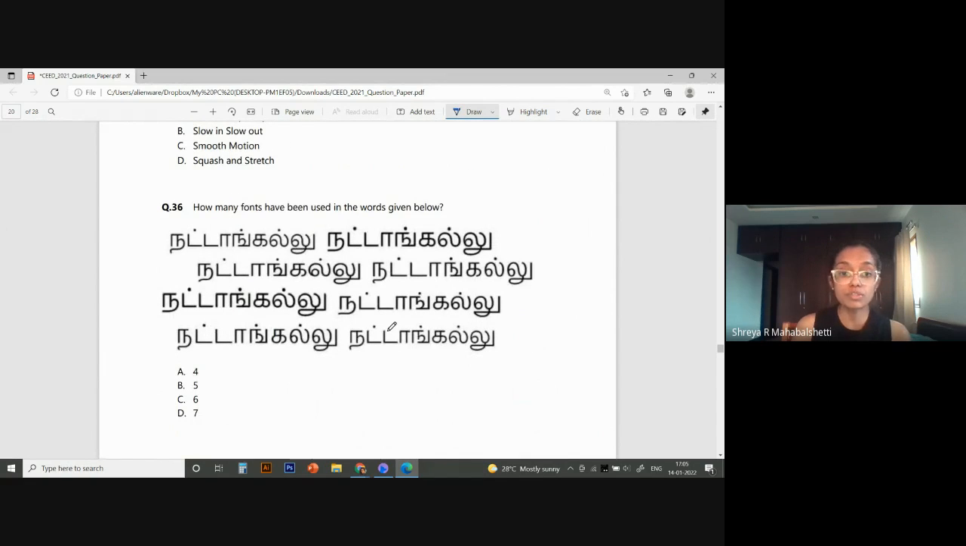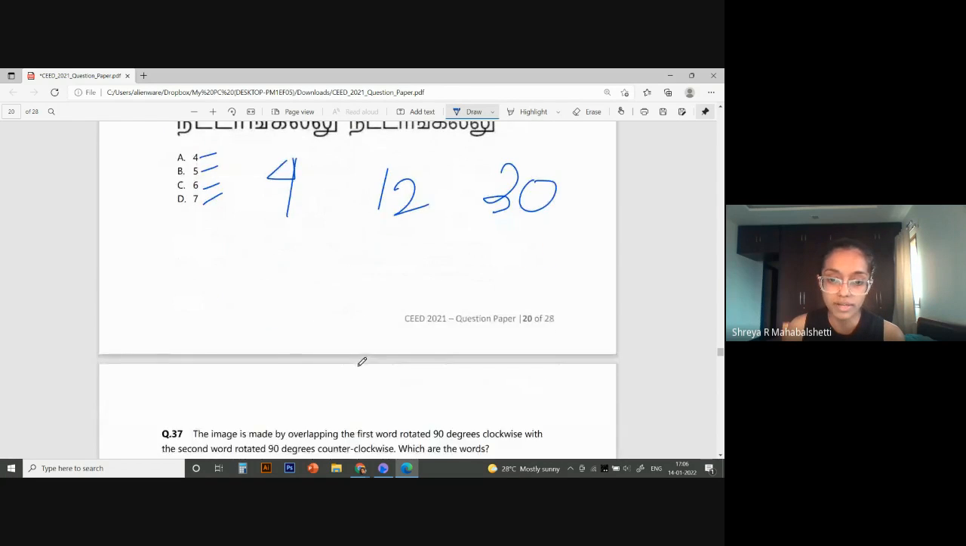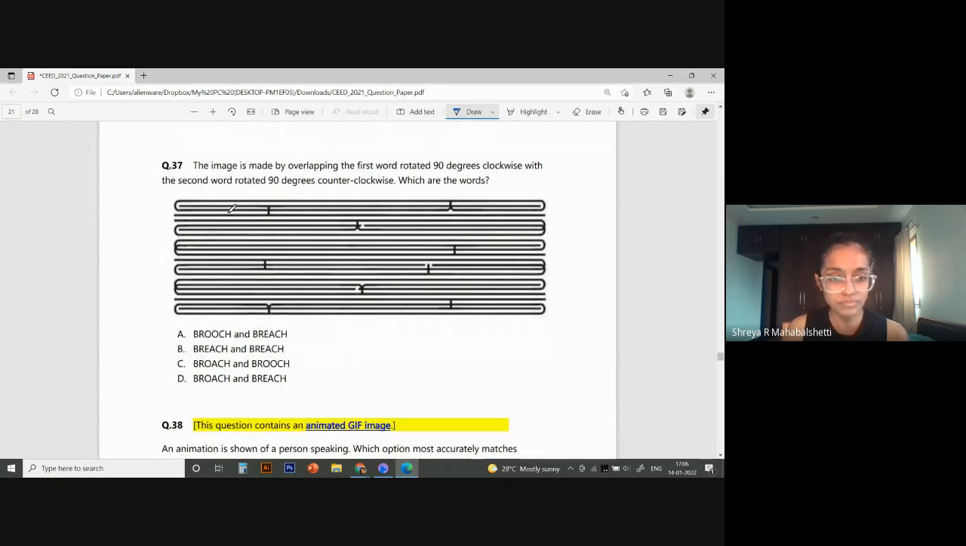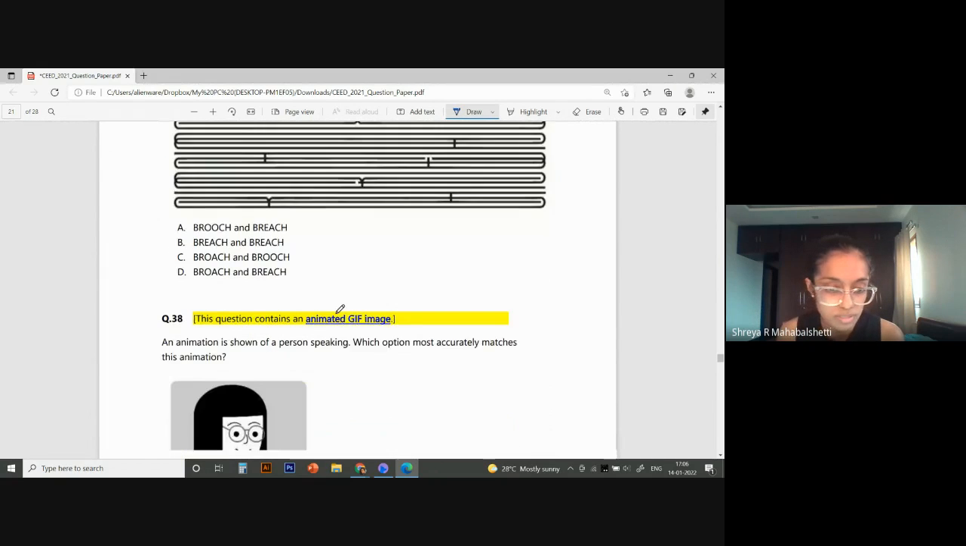How many fonts have been used in the words given below? Now, look at this question. First of all, good if you know what script this is and if you can read and write it. But otherwise, it's a bad option to go for this because look at how close the options are. It's not like one option is 4 and the other option is 12 and maybe the next option is 30. They're very close. So if you miss out one, there are high chances that you might give the wrong answer and get minus 0.5 or something. Even this one, I tried quite hard. I could not answer it.